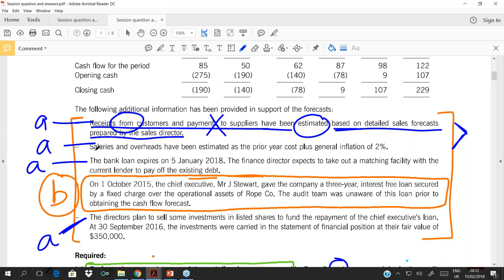Salaries and overheads have been estimated as the prior year cost plus a general inflation of 2%. Is that a good assumption? Can salary only increase on the last year cost multiplied by 1.02? Does salary only increase on inflation? So is that a right assumption or a wrong assumption?